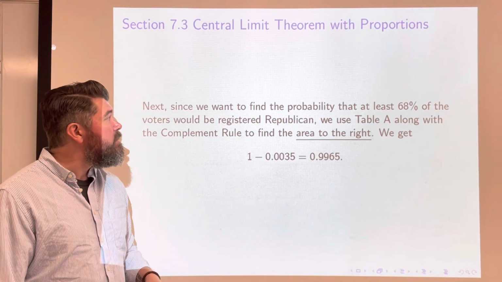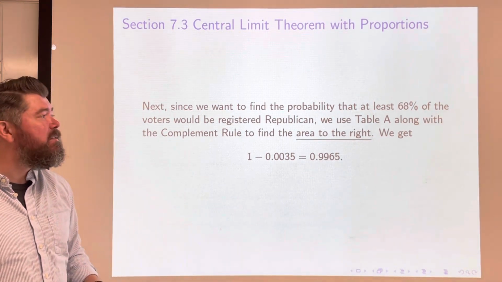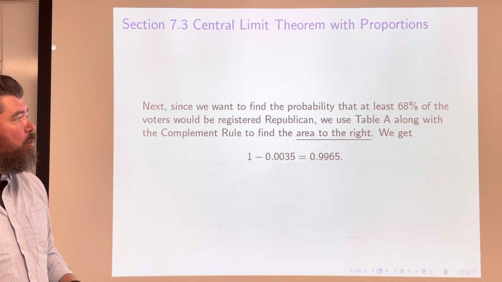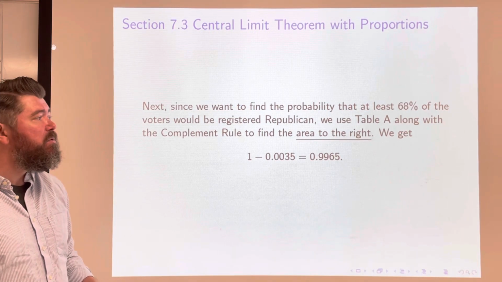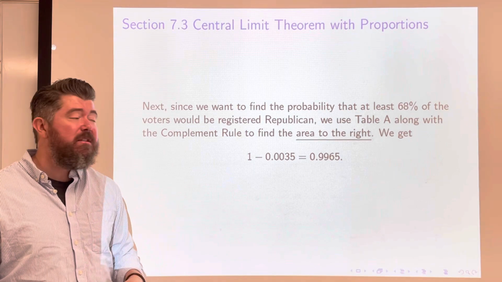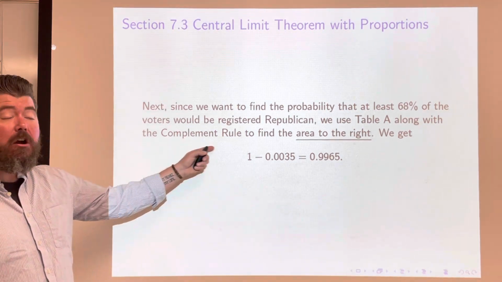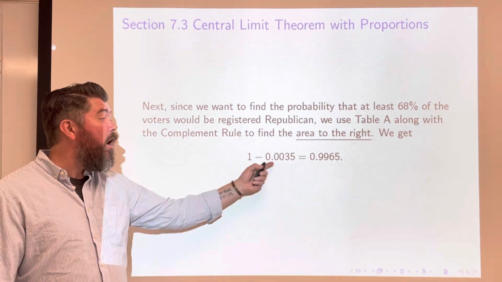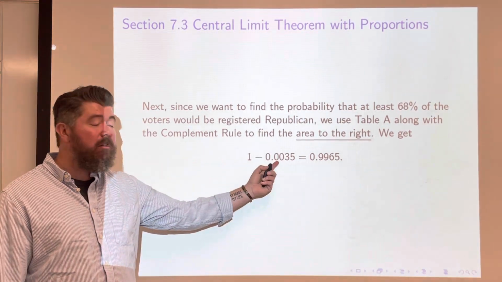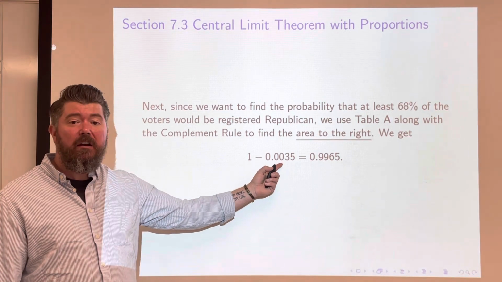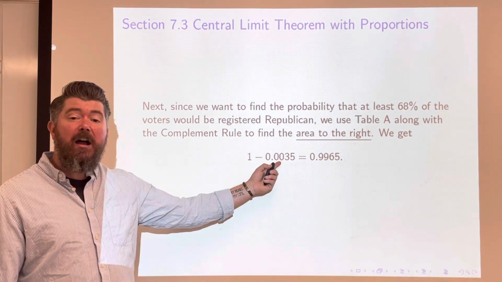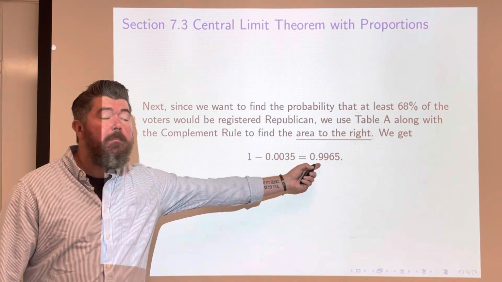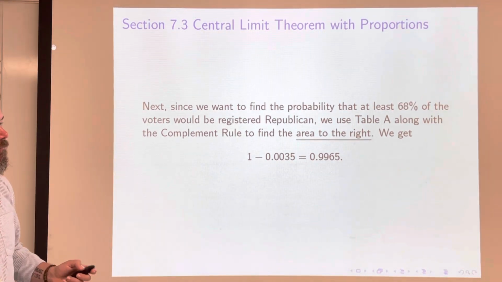Next, since we want to find the probability that at least 68% of the voters would be registered Republican, we use table A, since the value is negative, along with our complement rule. Remember that area to the right is 1 minus the area to the left. So we look up the value and get the area to the left, and to find the area to the right, we take 1 minus that value.